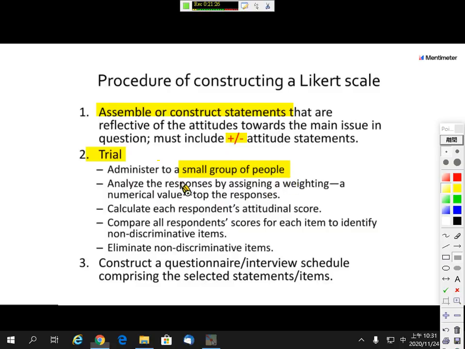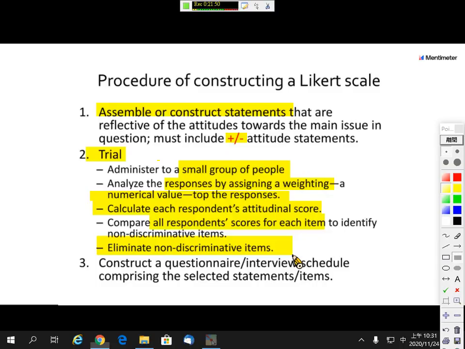So you have to analyze the responses by assigning a weighting, a numerical value to the responses. And you have to calculate each respondent's attitudinal scale and compare them and eliminate non-discriminative items. So previously we have done 10 questions, right?